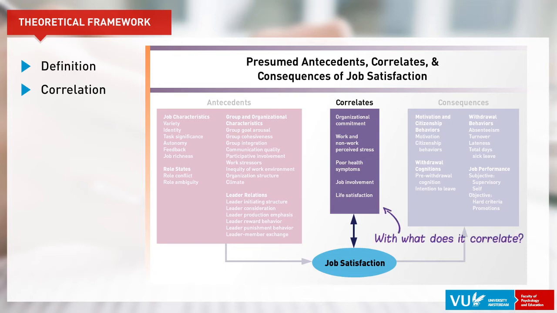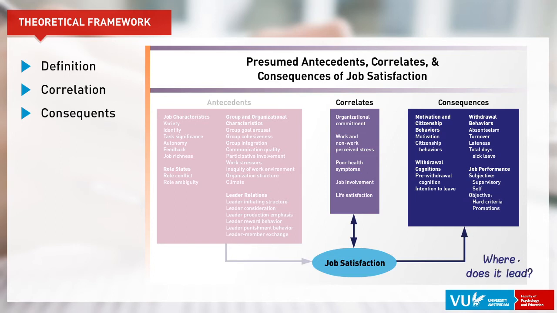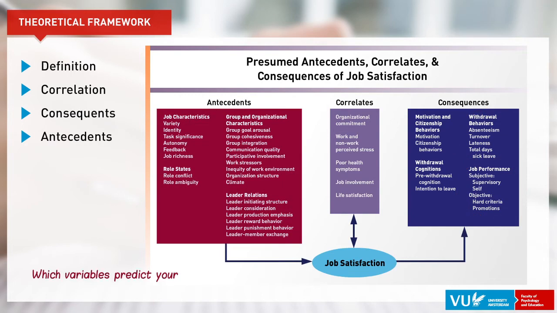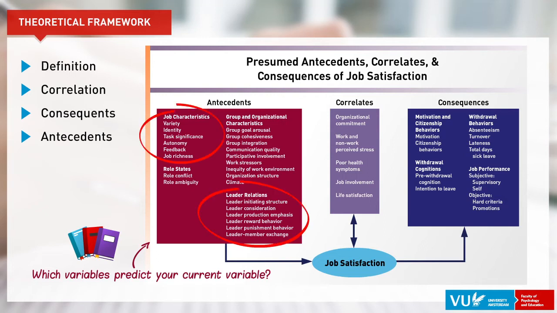For example, job satisfaction is related to life satisfaction and stress. Consequence. Where does it lead? For example, not being satisfied with your work leads to absence, turnover, or low performance. Antecedents. Which variables predict your current variable? When discussing job satisfaction, look for literature that discusses what makes employees dissatisfied with their job. For example, job characteristics, job demands, or leadership.